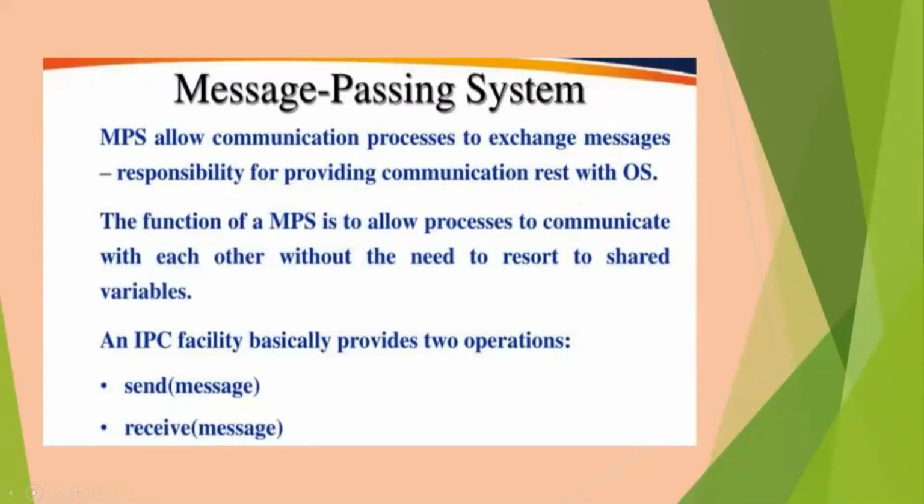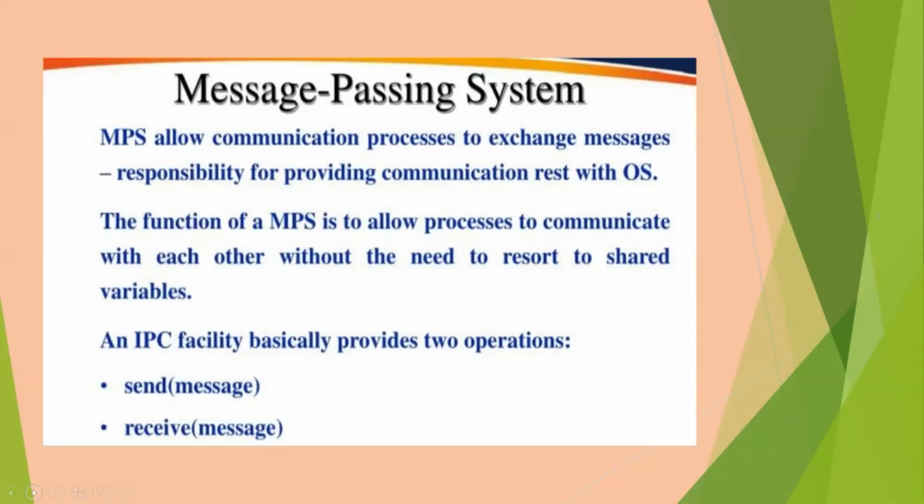Message passing system allows communicating processes to exchange messages. I have drawn the diagram of the message passing system also. An inter-process communication facility basically provides two operations, send and receive. Its purpose is to allow processes to communicate with each other without the need to resort to shared variables. In message passing system, none of the shared variables are used.